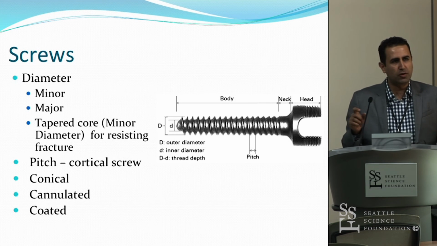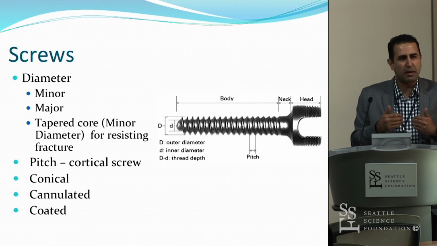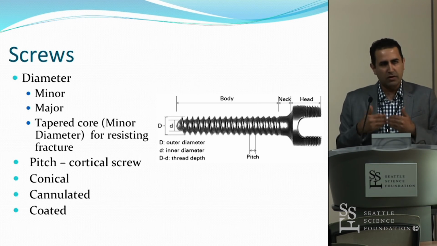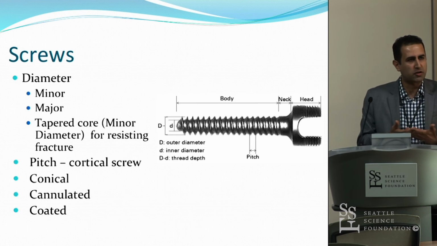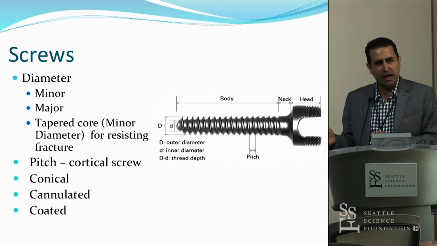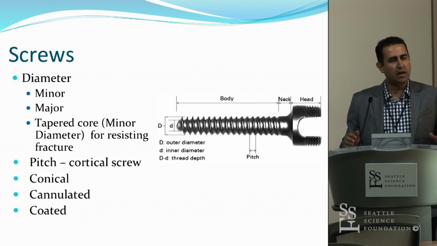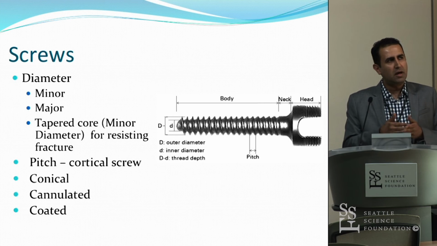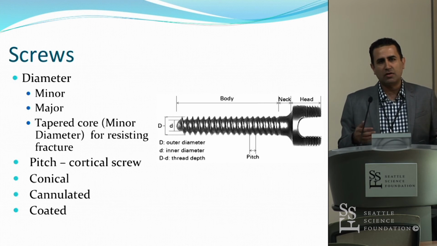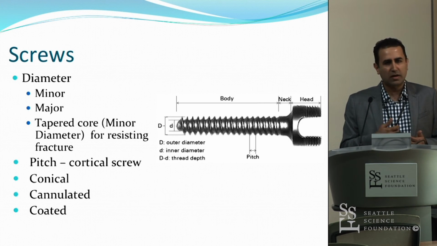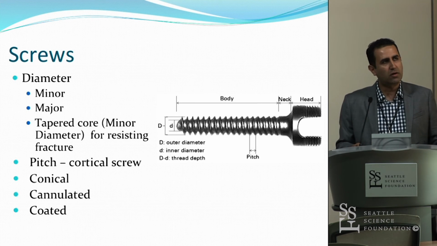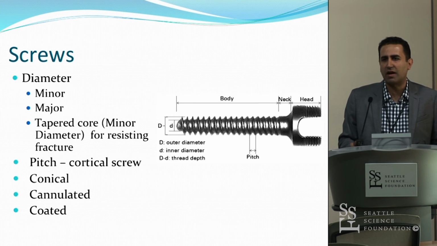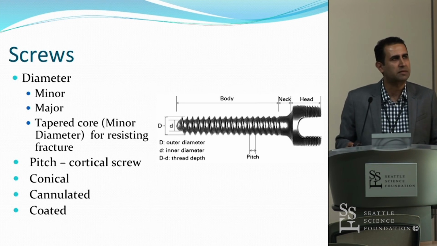So a cortical screw typically has a higher pitch, or increased numbers of threads per unit area, in order to purchase more of the cortical bone, as opposed to cancellous bone where less thread is required. Screws can be conical. You can cannulate them, and you can pass them over a K-wire, or you can inject cement through them in order to achieve better fixation to bone. And they can be coated with hydroxyapatite, which improves their osseous integration.